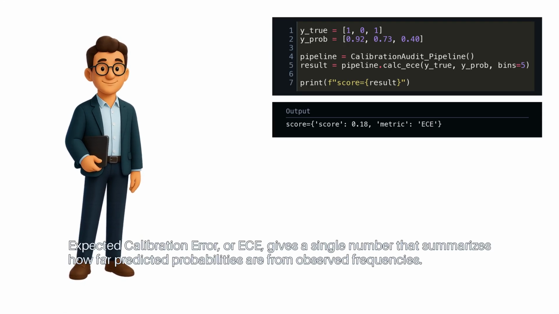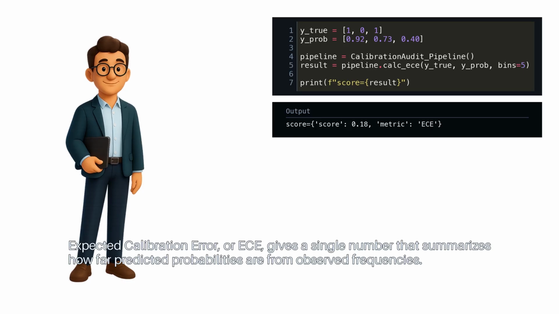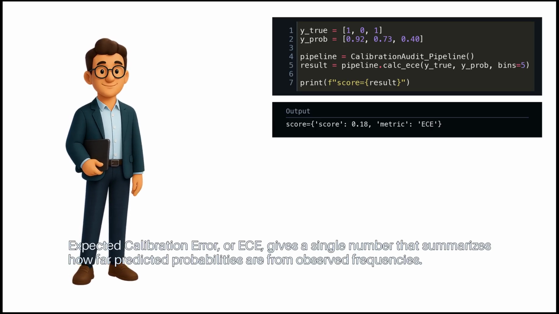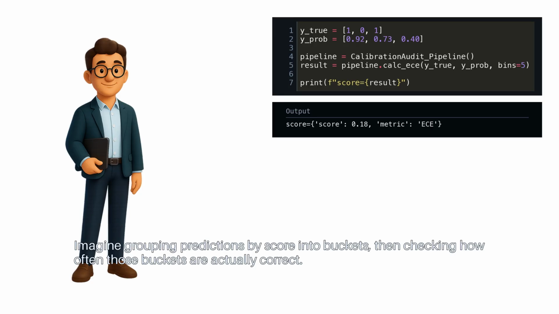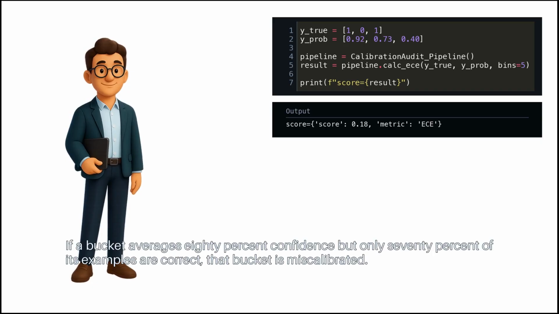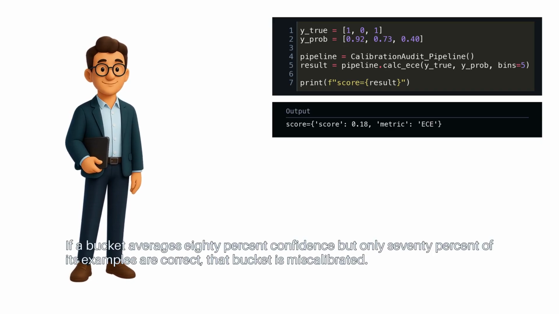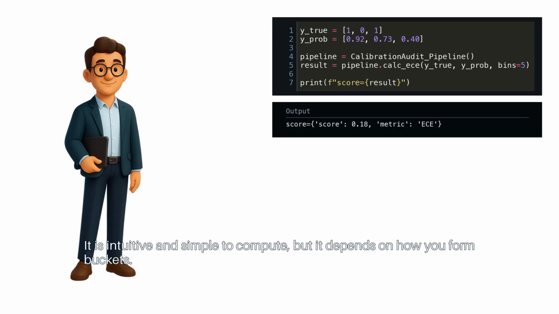Expected calibration error, or ECE, gives a single number that summarizes how far predicted probabilities are from observed frequencies. Imagine grouping predictions by score into buckets, then checking how often those buckets are actually correct. If a bucket averages 80% confidence, but only 70% of its examples are correct, that bucket is miscalibrated. ECE averages those bucket gaps with weights for bucket size. It is intuitive and simple to compute, but it depends on how you form buckets.